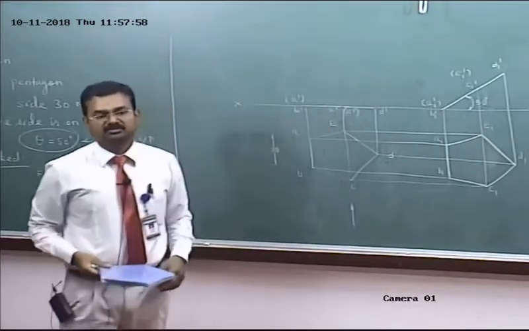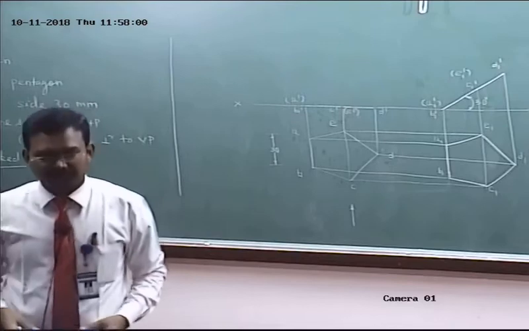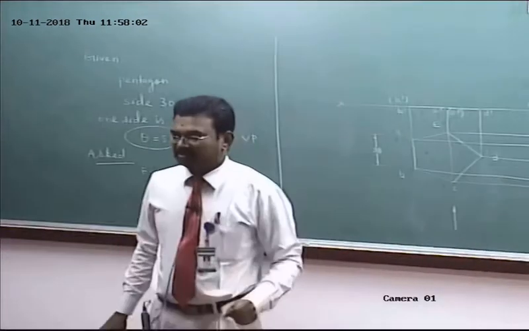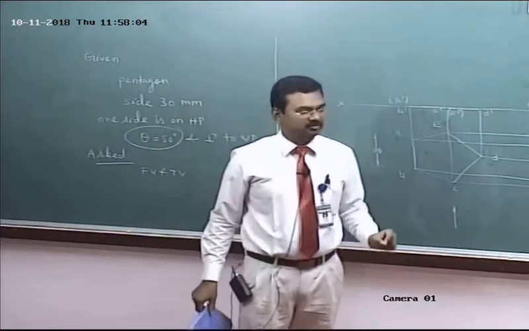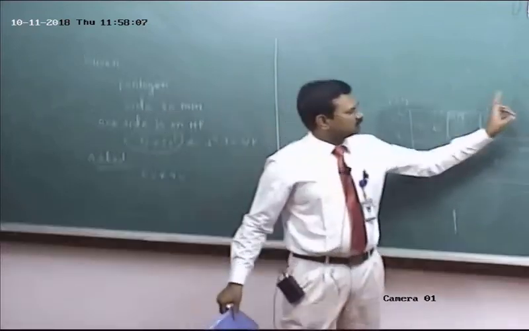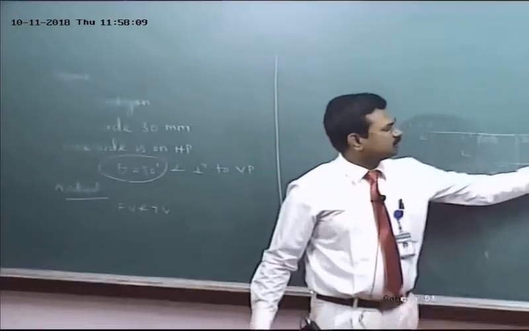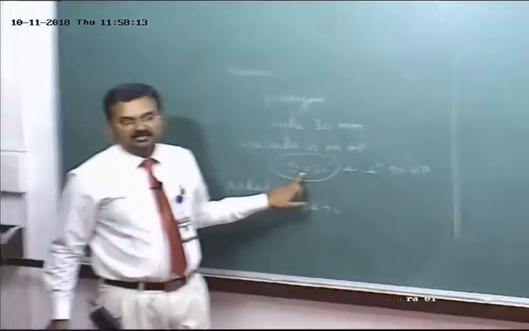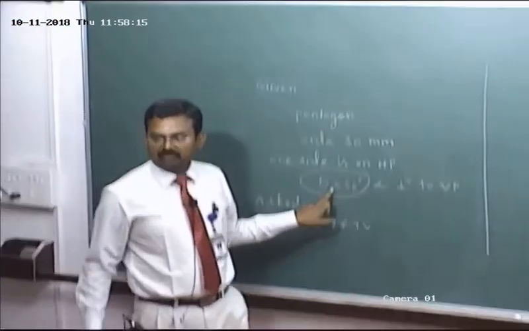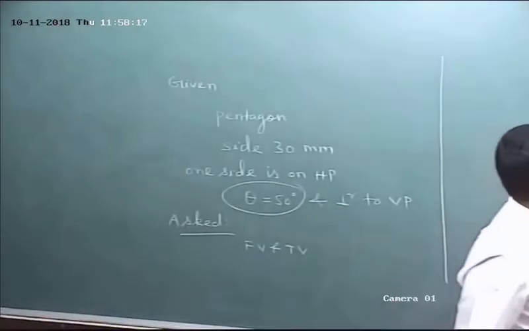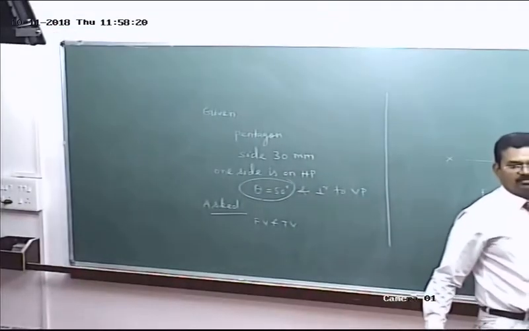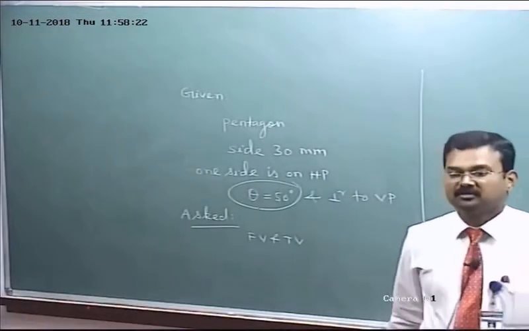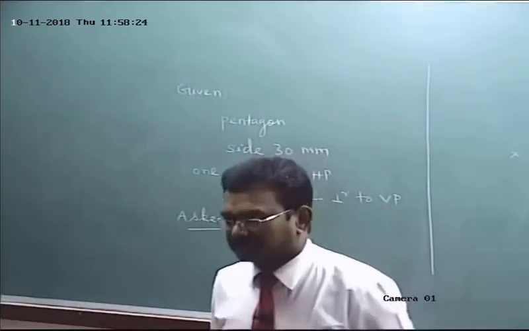Next, step 2. What should we do? Tilt and reproduce the first step front view to the given condition. What is the given condition? Refer to the problem: the plane surface makes an angle of 50 degrees to HP. So tilt the surface to make an angle of 50 degrees to HP.